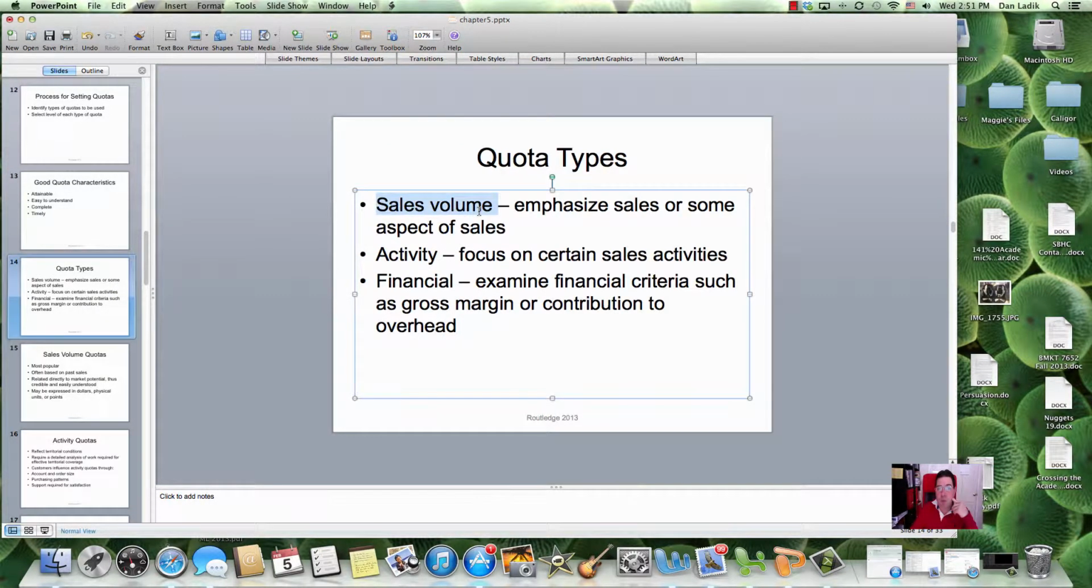So a lot of them are on volume quota types. So it could be emphasized sales volume. Some of it could be an activity quota, like reaching a certain number of customers each week. Some of them could be a financial quota, because some products have higher profit margin than others, and maybe you might not have the sales volume, but you are more profitable than some of your other salespeople.